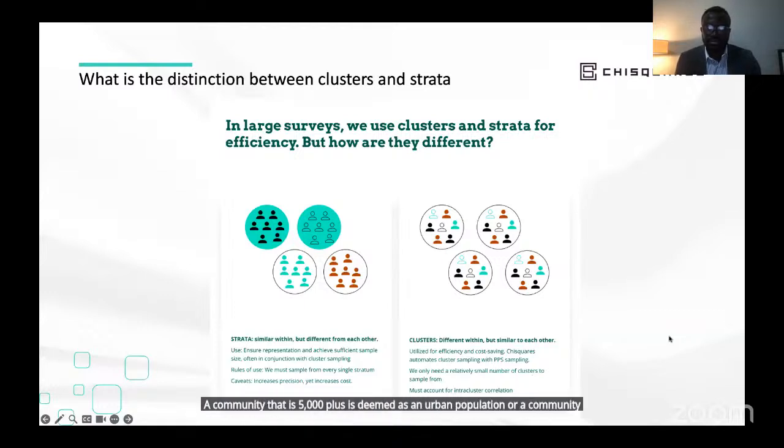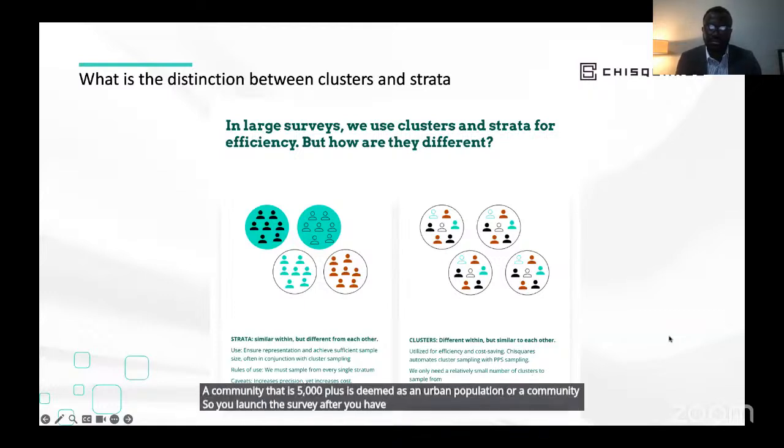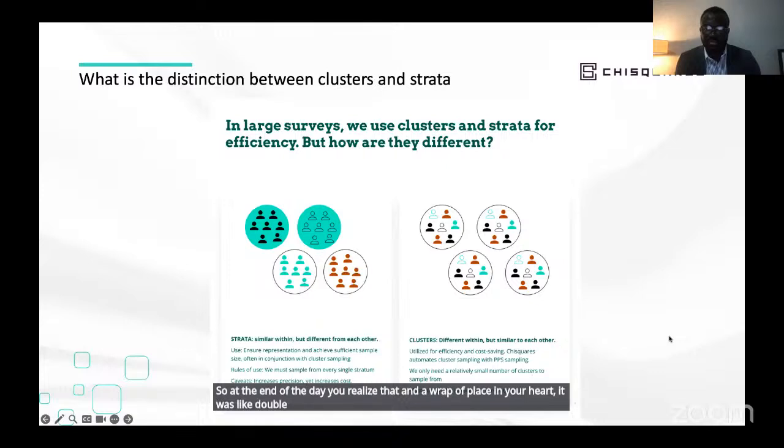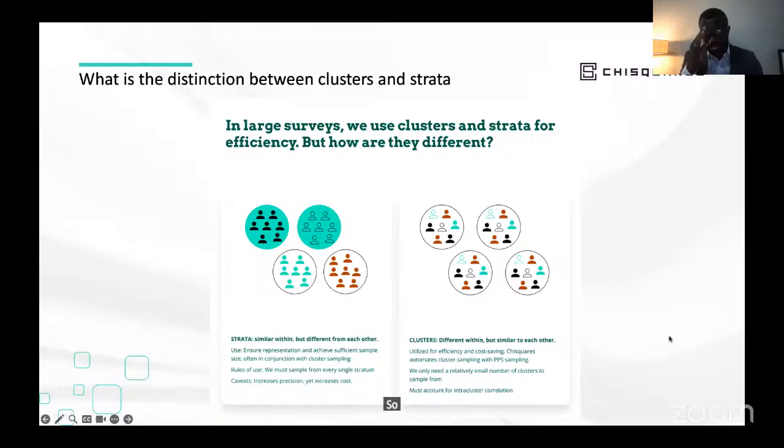So you launch the survey after you have done your calculations. When you got to the field, you realize that most of the data that you are collecting is skewed towards rural. So at the end of the day, you realize that the rural population you had was like double that of the urban. So, Prof, in that sense, what do you do? Thanks and over. Thank you.